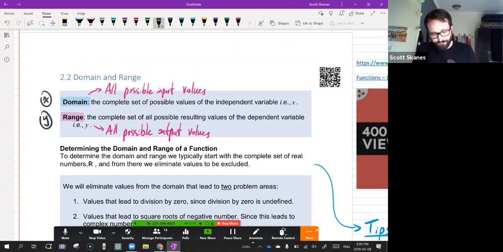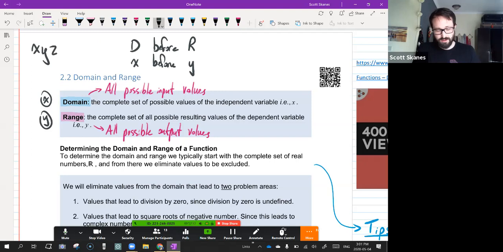In the alphabet, D comes before R, correct? A, B, C, D, you're at D. That's before R. Also in the alphabet, X comes before Y. H, I, J, K, L, M, N, P, Q, R, S, T, U, V, W, X, Y, Z, okay? I shouldn't need to tell you the alphabet, but who knows? I don't know who I have in my class. I haven't even met you before. My point is, domain goes with X, range goes with Y's.